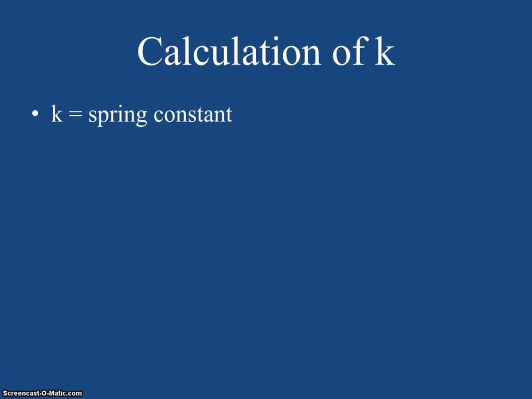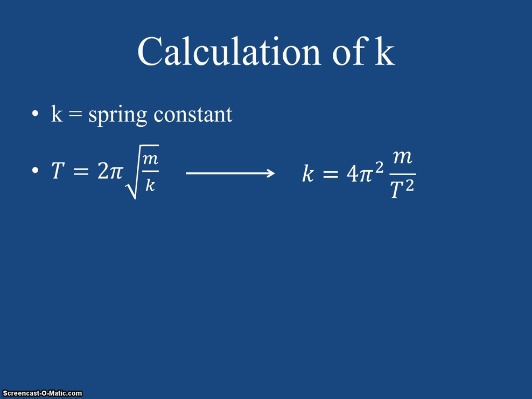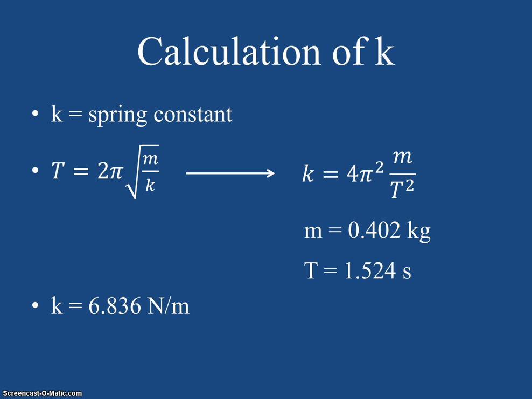K is the spring constant. The spring constant is used in calculating the spring force. The period of oscillation for a spring mass system is given by the equation shown. We can algebraically manipulate this equation to solve for K. We are given the mass and we calculated T earlier, so plugging in the values we get K to be 6.836 newtons per meter.